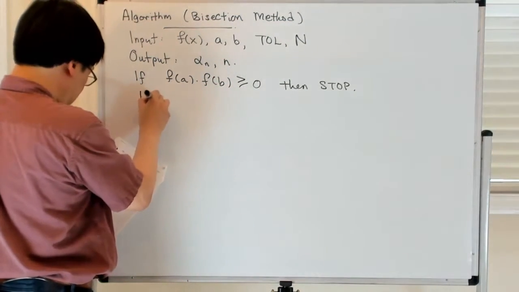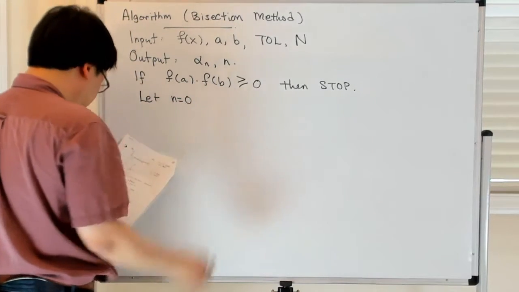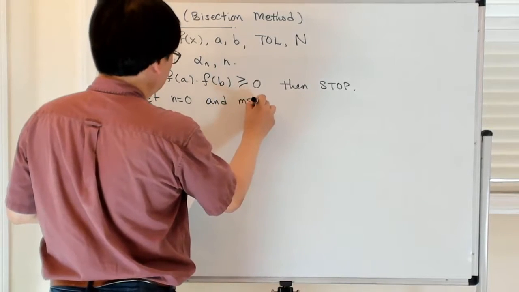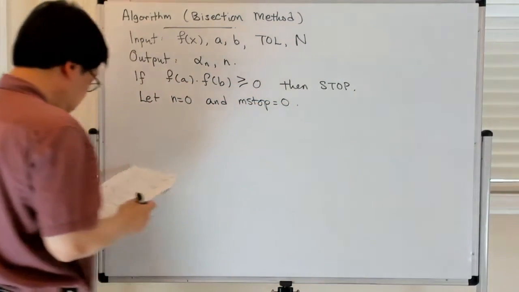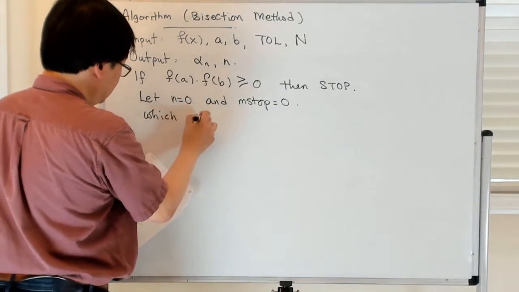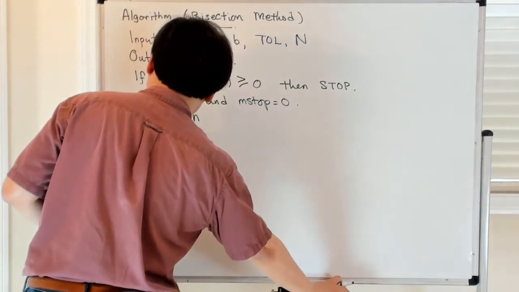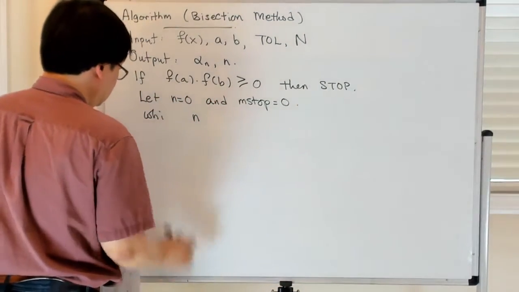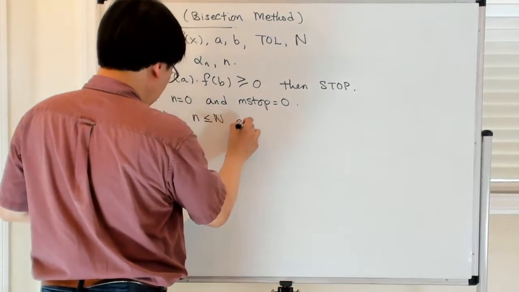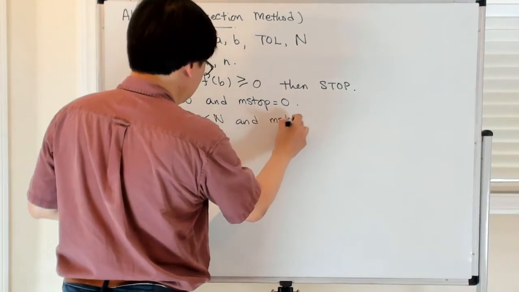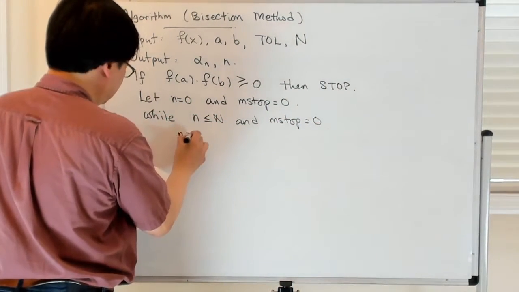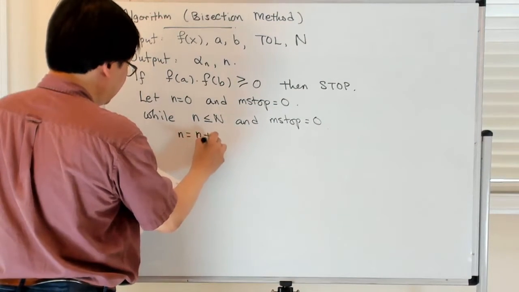So then you let the iteration count n be 0, and we set a flag which I call mstop to be 0. So, while n is less than or equal to capital N and mstop is equal to 0, I do the following. I increment the iteration number, n is equal to n plus 1.